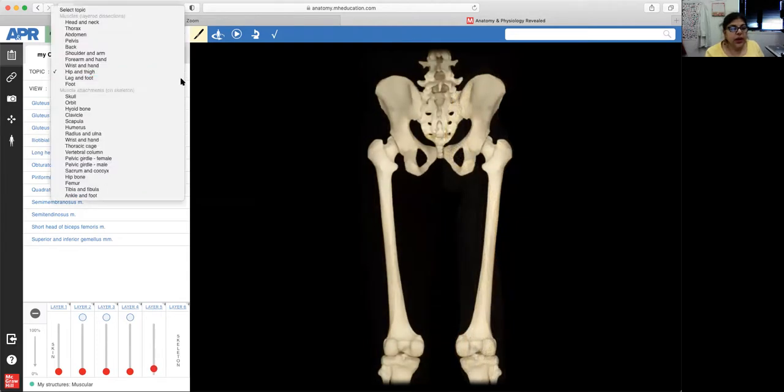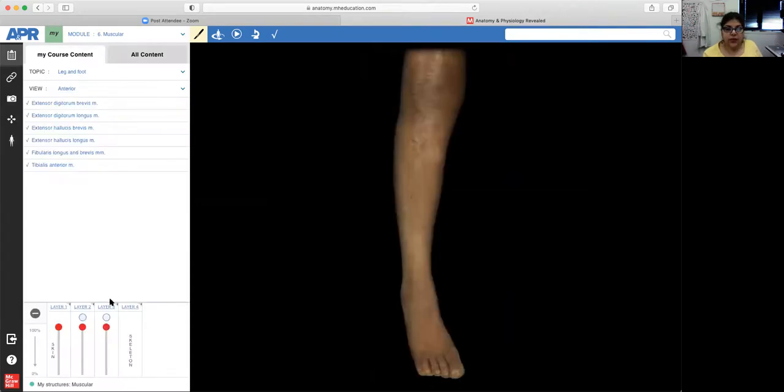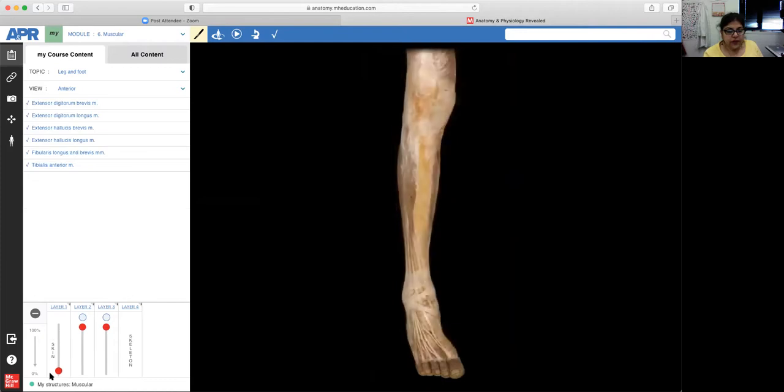Hip and thigh, leg and foot. Let's go for that. Anterior. So this is also the right leg. You finished with the thigh there, the knee part, the leg, and then your foot, right? So that's great. Let's start dissecting, right?